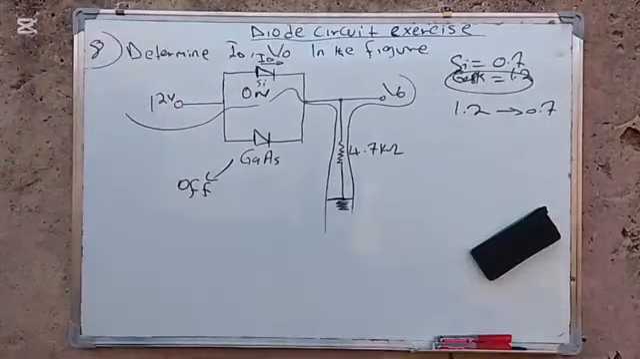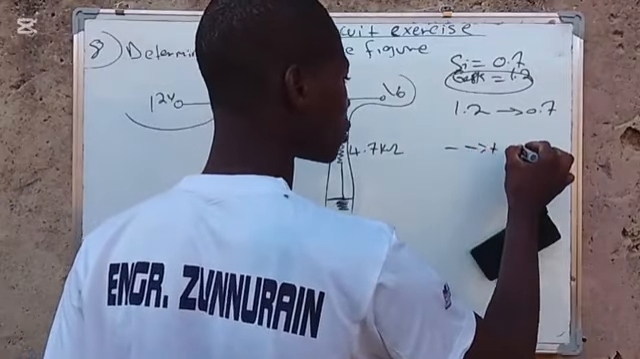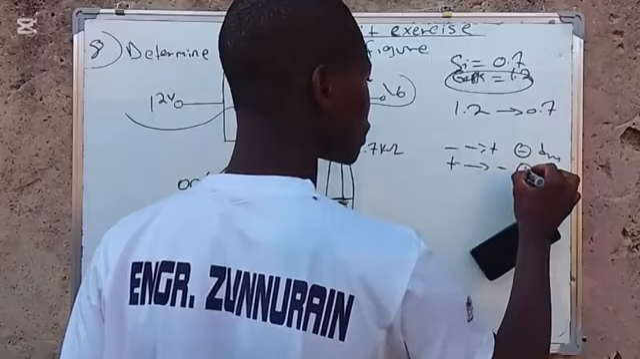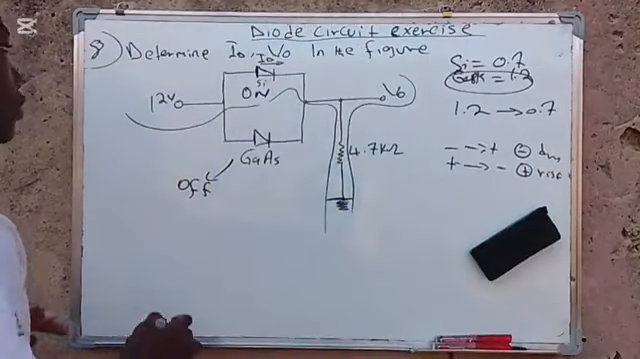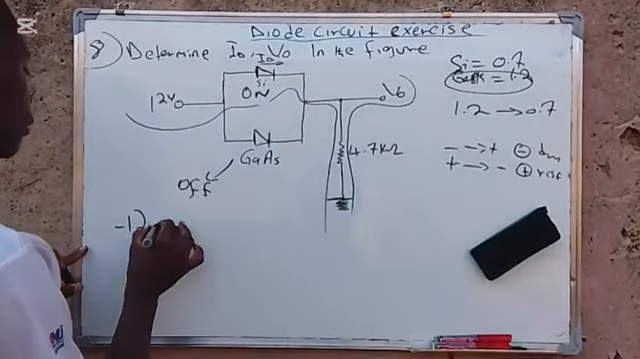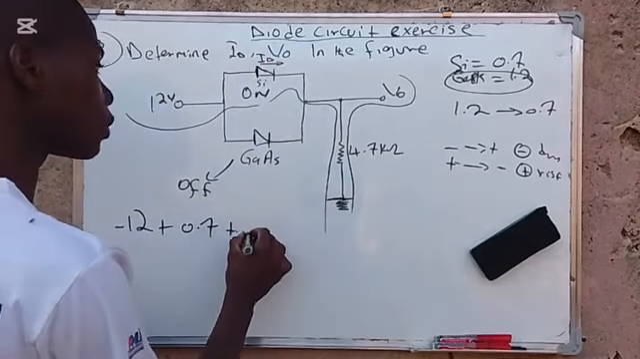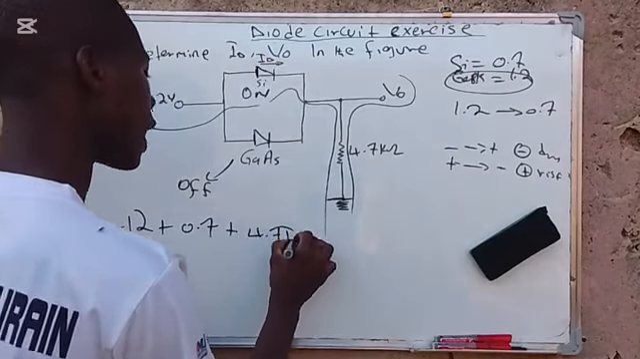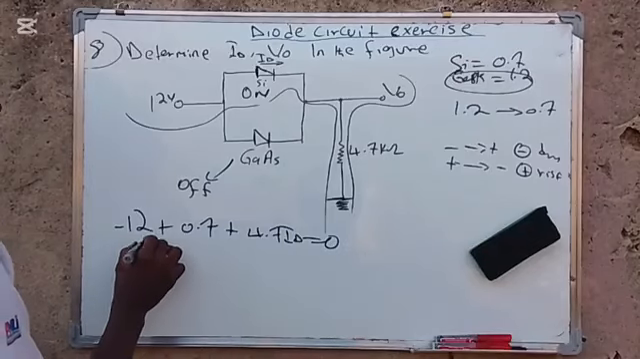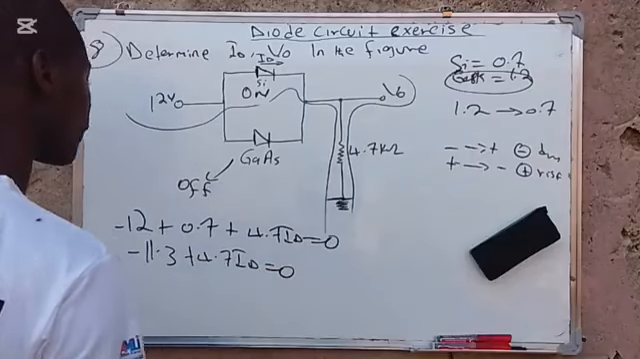So how can I find this? Let me use the drop: negative to positive is dropping, and positive to negative is rising. So when this is dropped, the rest will be rising. So therefore plus the 0.7 for the diode, and plus 4.7 ID should now be equal to 0. Minus this, plus, I will end with minus 11.3 plus 4.7 ID should now be equal to 0.